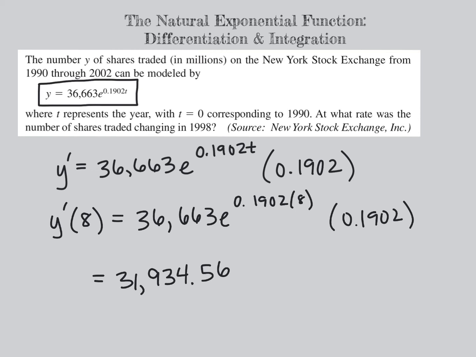Then, since this is an applied problem, we do want to have some units to it. So since it's a rate of change, it is something per amount of time. In this case, it's during a year, so it's something per year. The number of shares are being traded, so it's number of shares per year. So in 1998, the shares are being traded at a rate of 31,934.56 shares per year.